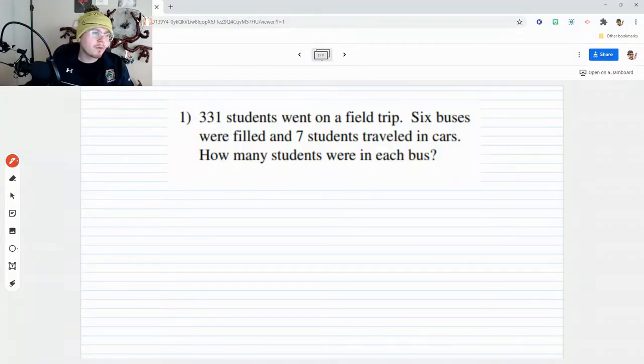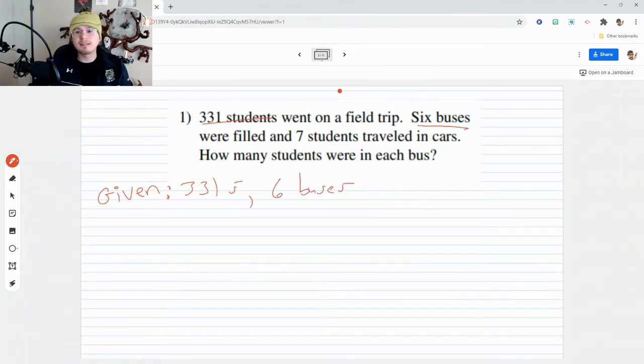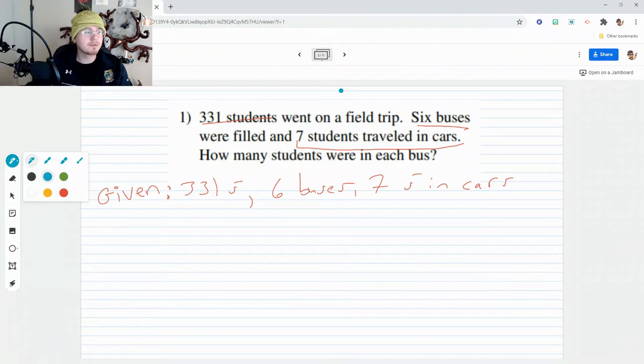Here we go. So, some of these problems are stale, not going to lie, but we're going to do them. First thing, what is given to you? What are the givens? Well, we know that there's 331 students total. That's students that are going on this field trip. We know that there's 6 buses that are full. I mean, there's levels, right? I don't know if you guys have been on some of them buses where they pack y'all in like sardines. And 7 students traveled in cars. That's information that's free. It's there. You don't have to look for it. That's what's given to you.